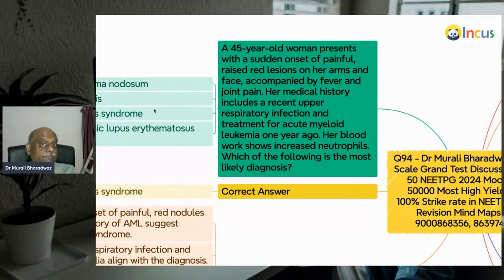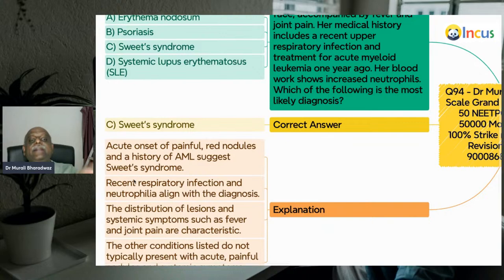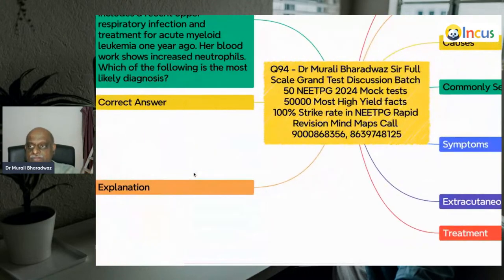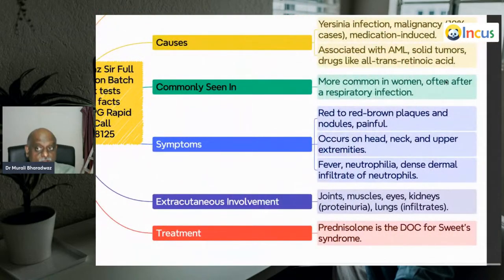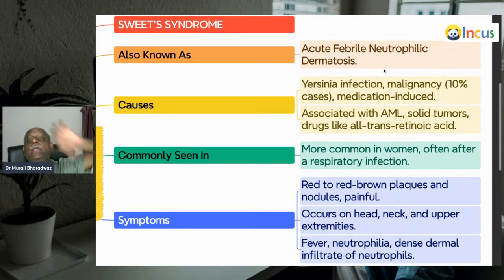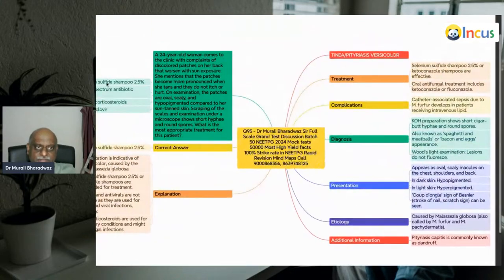45-year-old, sudden onset of painful rise and red lesions with a history of AML, such as Sweet syndrome. Recent respiratory infection, neutrophilia aligned with the diagnosis. So it is more commonly seen in women, especially with AML, solid tumors. Drugs like all-trans retinoic acid can lead to acute febrile neutrophilic dermatosis, which is called Sweet syndrome, caused by Yersinia infection, 10% cases, malignancy. It can be medication induced with all-trans retinoic acid. I leave the literature for you, doctor, for you to do the revision.